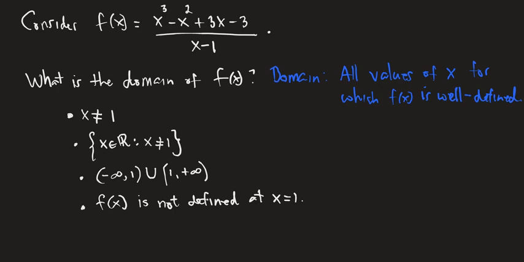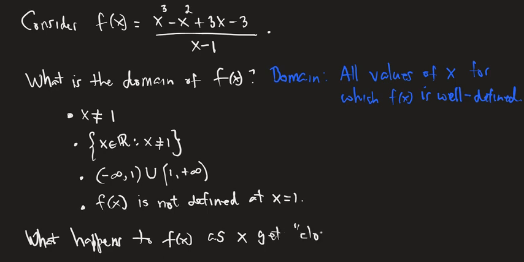But let's ask ourselves, okay, so that pretty much answers this question. We know the domain, we can plug any value of x in, and we can get a number out. But here's a follow-up question. Let's answer this: what happens to our function f of x as x gets close to x equals 1? So close to x equals 1.